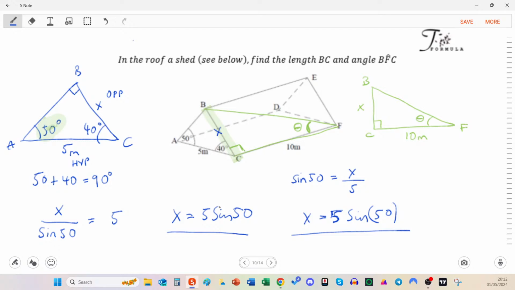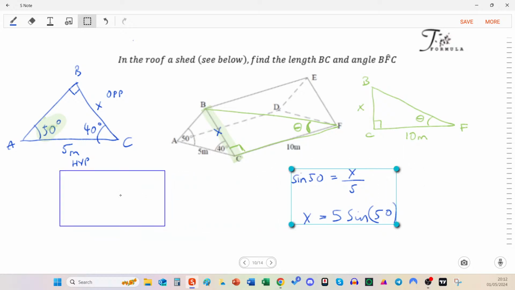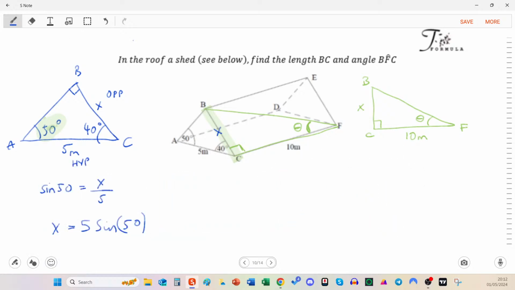Let's continue. I'll get rid of all of this because that was, do we want to say it was unnecessary? No, it was part of our journey. I will write the 5 a bit better. Now we just have to put this in a calculator. Make sure it's in degree mode, of course. 5 times sine 50. And we have 3.830222216. I'm going to leave it in my calculator because I'm pretty sure this is going to be part of the next calculation.